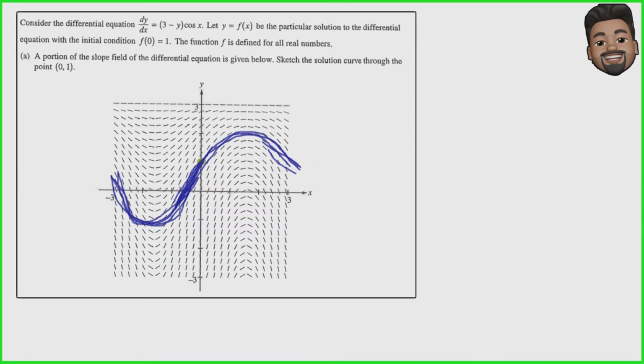You just got to draw something that follows your slope fields, and that's it for part A. That's all it means. Usually you have to draw the slope fields. Remember, the slope fields are what helps you see what the original looks like. So hopefully that makes sense. Let us go ahead and go on to part B, which is a freaking beast.